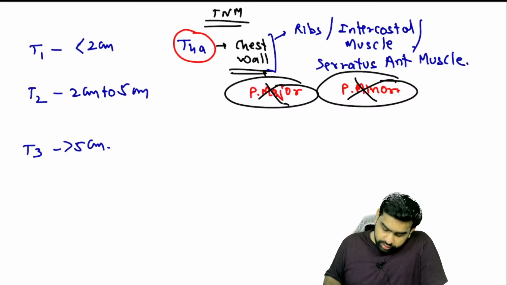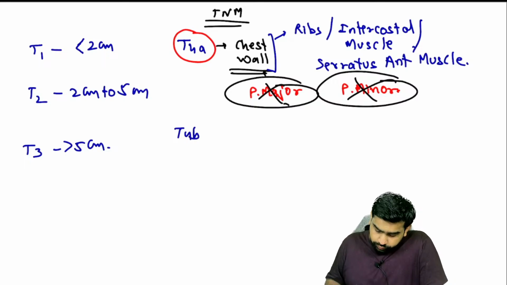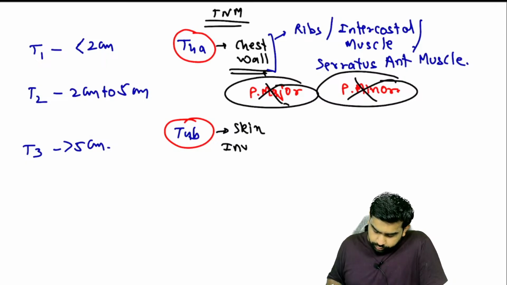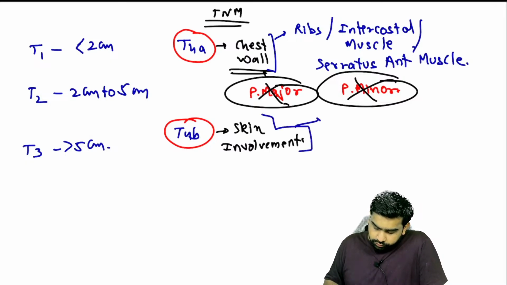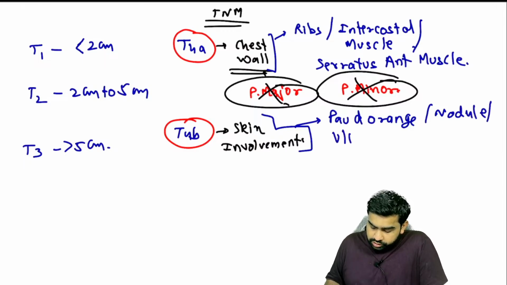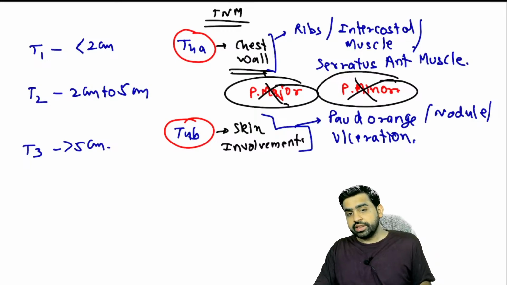Okay, what about the T4B? In the T4B, what do we have? We have involvement of the skin. Okay, so here what we have is the skin involvement. What is included in this particular skin involvement? So we have Pau d'Orange, or let's say if at all you have a nodule or you have an ulceration. Okay, so nodule or an ulceration or the Pau d'Orange, these are the things which are included.